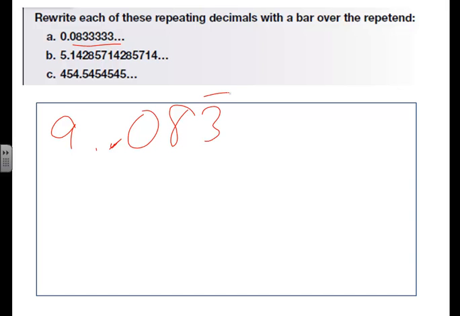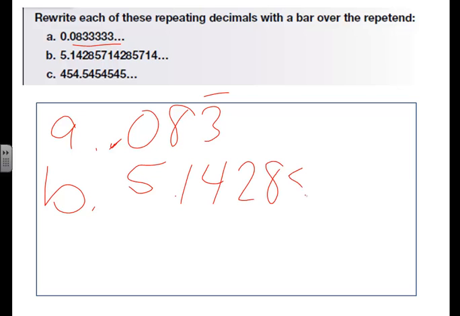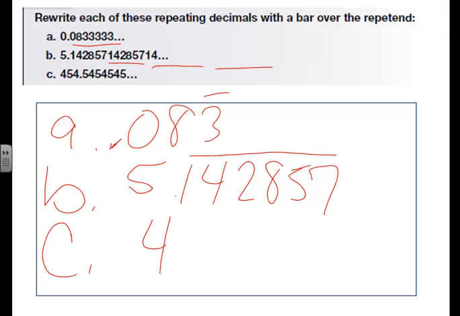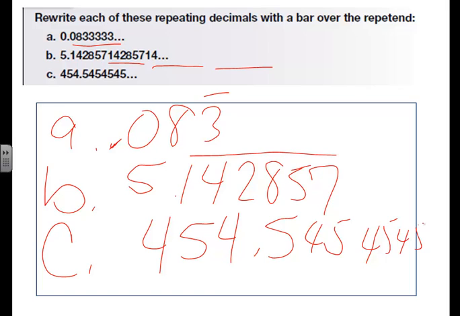In B, we have 5.14287, and then you'll see that starts over again. And there's our second one, and then here would be our third one, so our repetend bar is going to go over all of these numbers to show that those are the numbers that repeat. In C, we've got 454.5454545. So it is not 545. It's the 4-5. The 4-5 is the repetend. So we don't show these, and we write it over the 4-5.